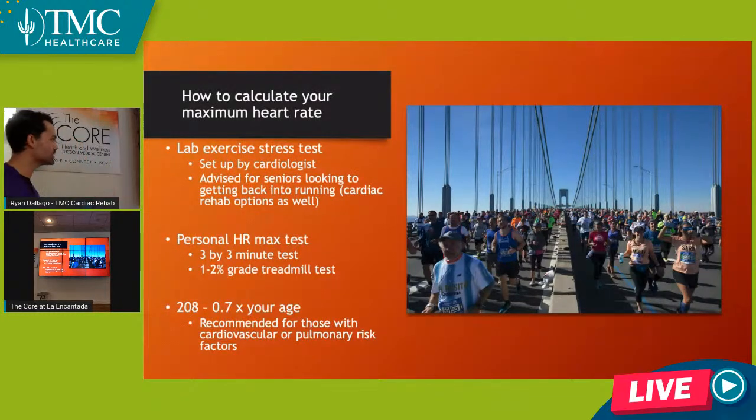The 1 to 2% grade treadmill test, that's where you go to a gym, you step on a treadmill, you run for 5 minutes, you set that incline to 1 to 2%, and you run for another 5 minutes. That will tell you your maximum heart rate.